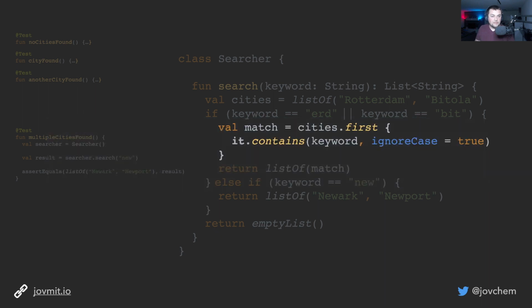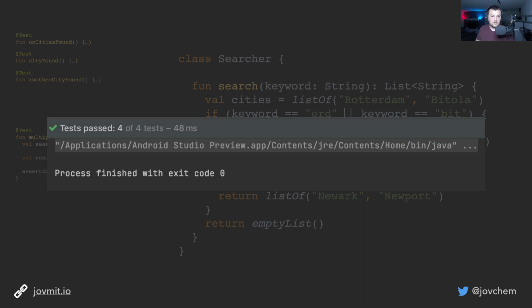Now, if we reflect back to the match that we had before, one thing to notice is that we are getting the first from the cities. But because we are essentially returning a collection of things, we can use another operator. We can use filter, and the filter is going to return a list of all the things that contain the keyword, ignoring the case. In that sense, we are going to rename the match to matches, then return the matches. Again, run the tests, make sure we didn't break anything.